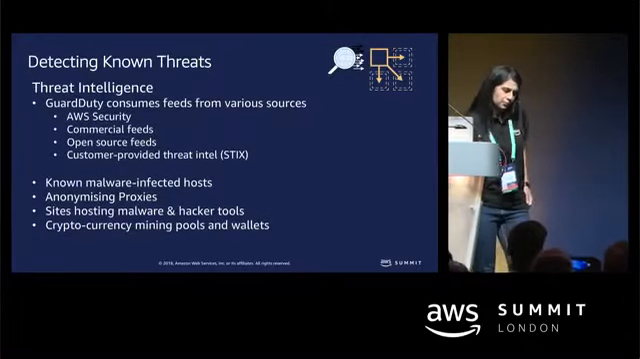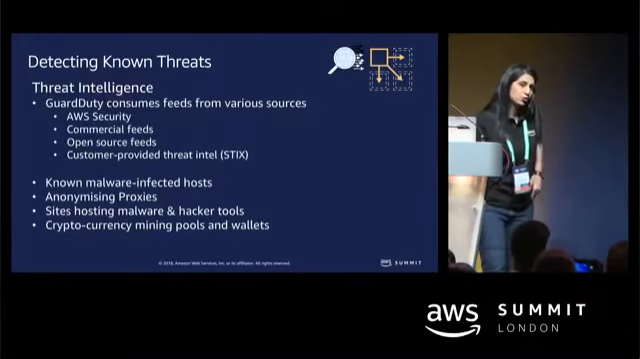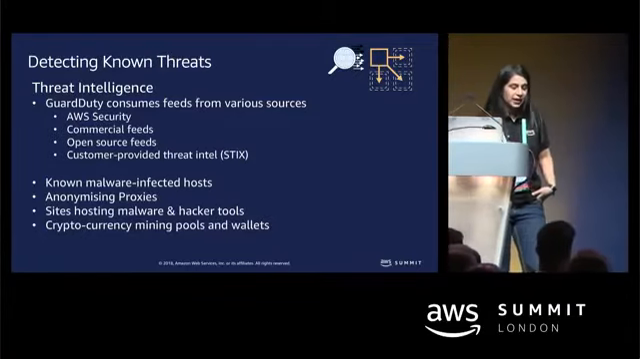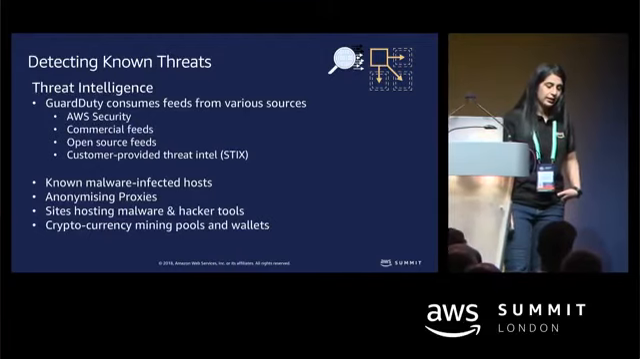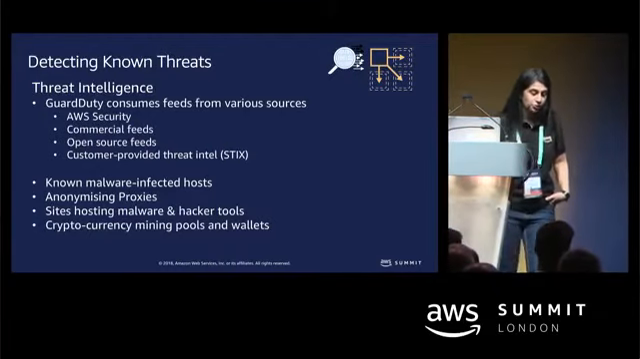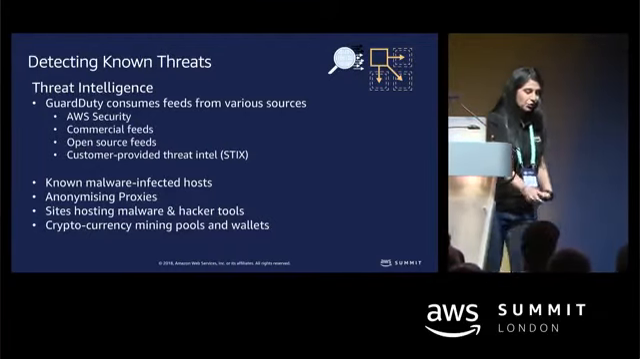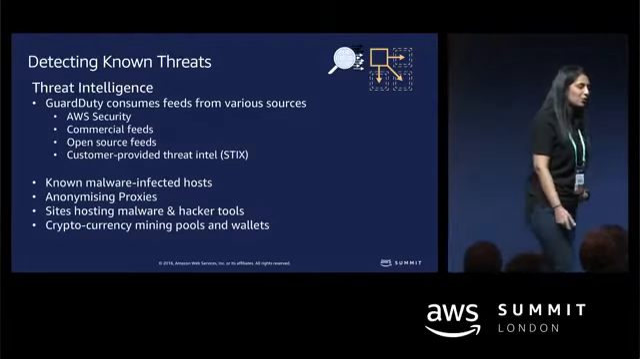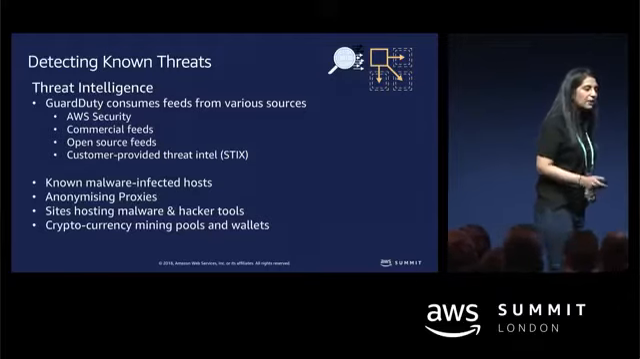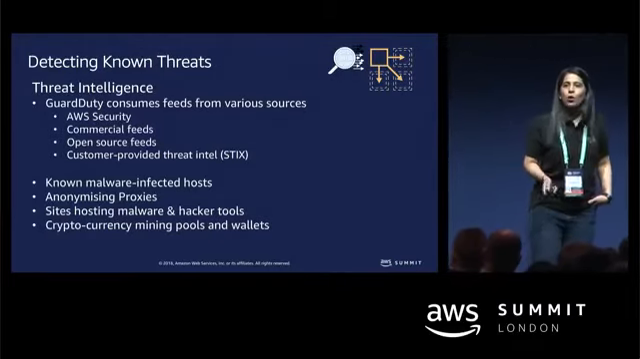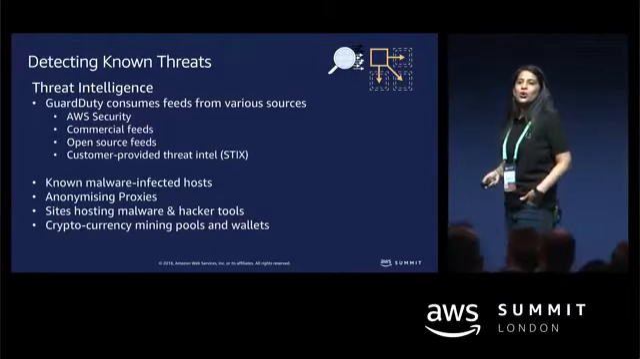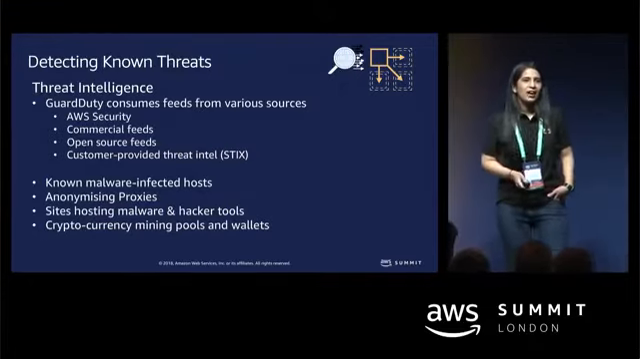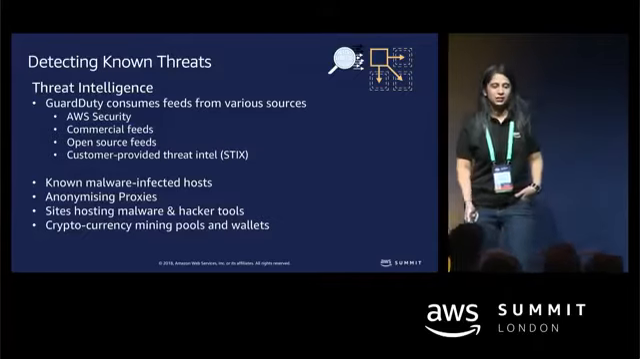Moving on. GuardDuty detects known as well as unknown threats. It consumes feeds from various sources, such as anonymizing proxies. One of the things that gets picked up is cryptocurrency. When people find mishandled keys, one thing that they typically do is start mining Bitcoin. GuardDuty picks this up and stops this. So that's pretty impressive.